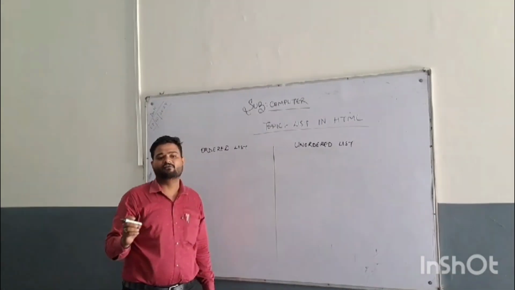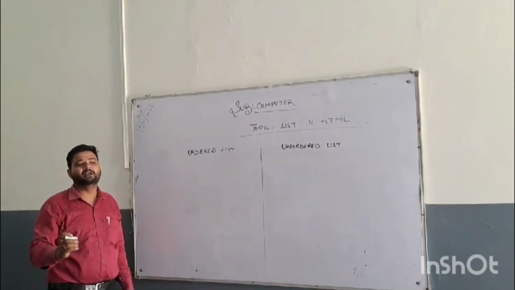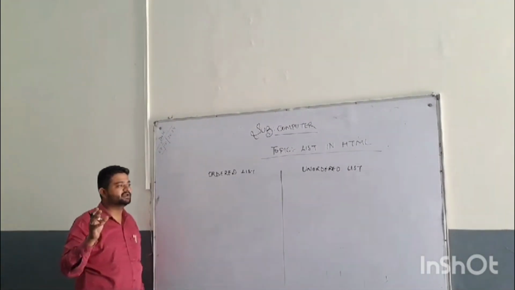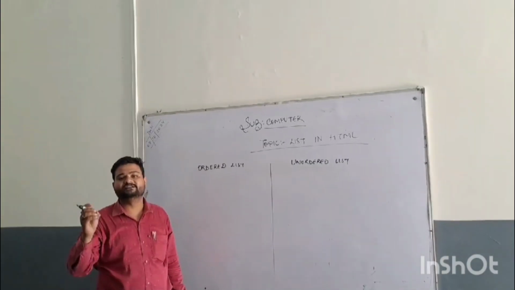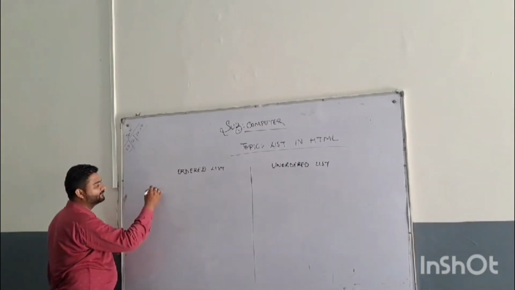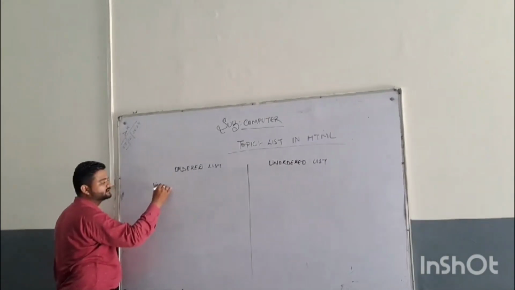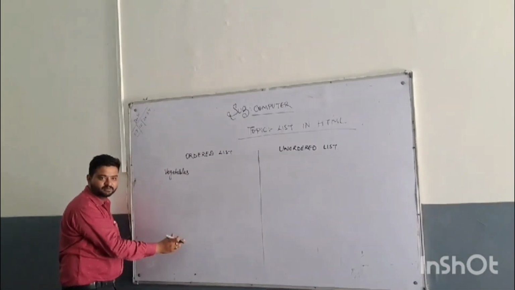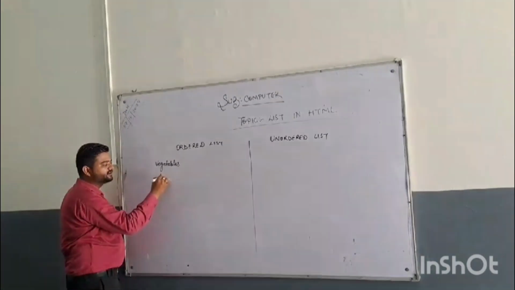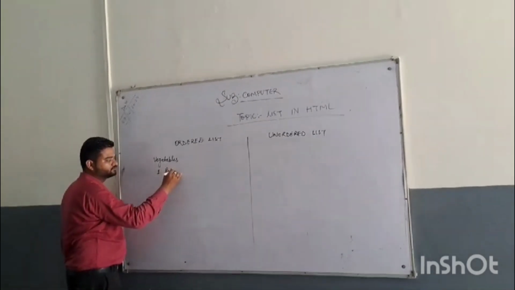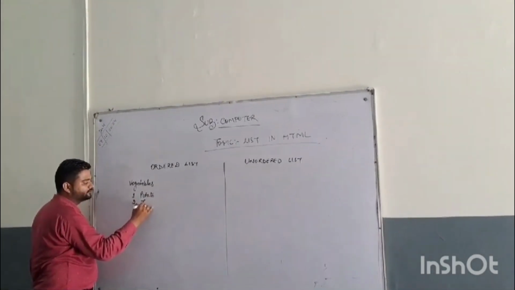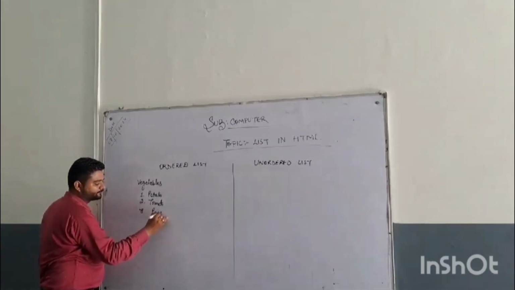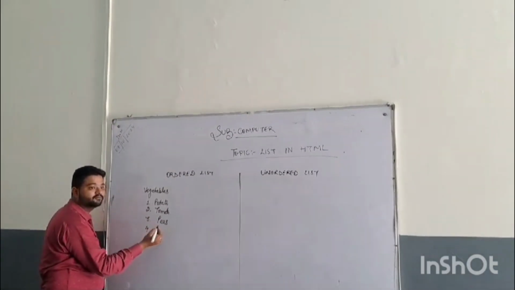Ordered list is a type of list in which we are having a particular serial of elements that we are going to make. For example, I am taking a list of vegetables. So I am going to write the elements within the list. First one, for example, potato. Number 2, tomato. Number 3, peas. Number 4, whatever.